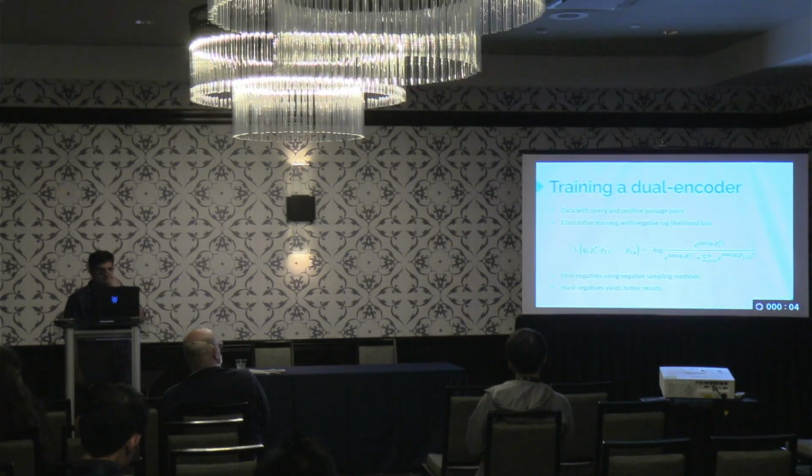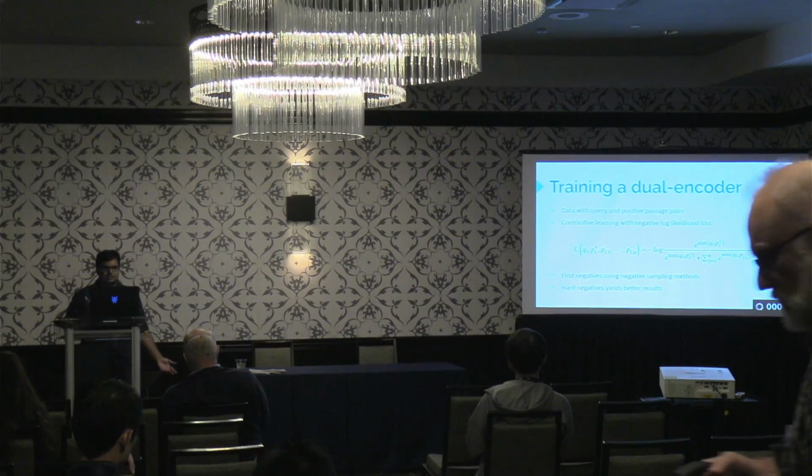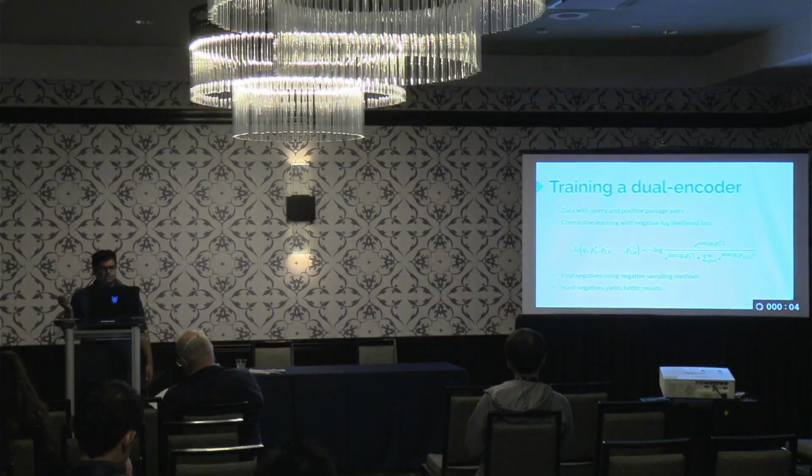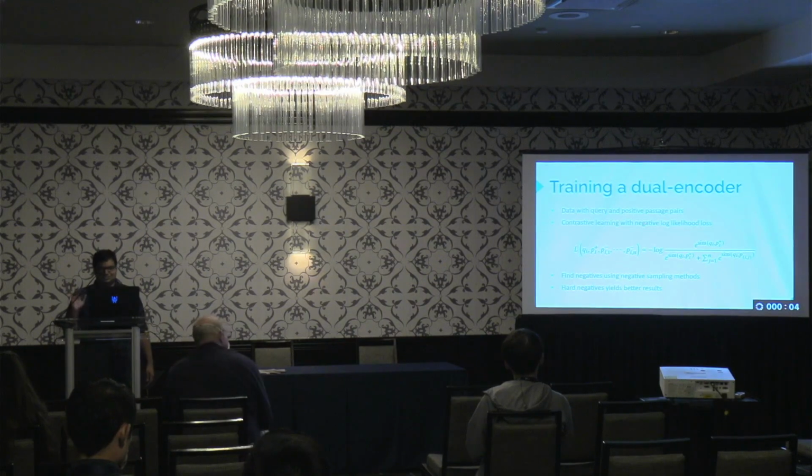And if you look at how we train these dual encoder models, usually we have data that comes with query and positive passage pairs, or query and relevant passage pairs. And we use a contrastive learning setup to train the model. You can see the loss function below, but the takeaway is that for a given query, we need to maximize the similarity between the query and the positive passage, and we need to minimize the similarity between the query and negative passages.